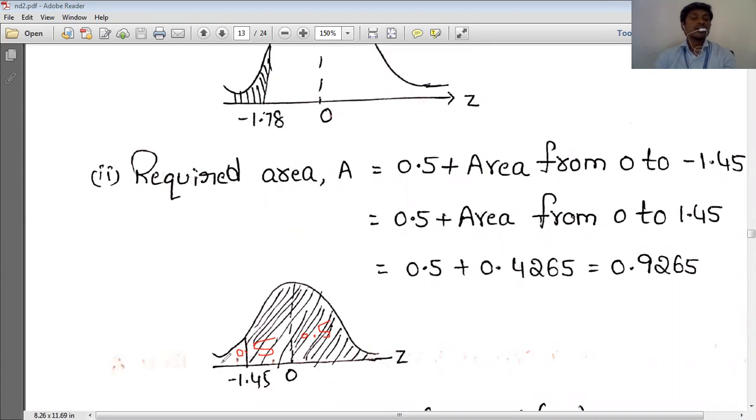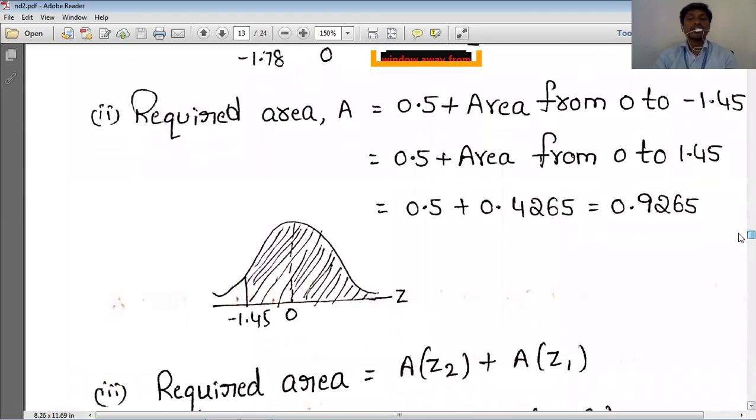So greater than. But we can't calculate this entire area directly, so what we are doing is adding this one plus this one, and then we get the required area. So 0.5, this total area, plus the area from 0 to this one. It means we are calculating this total area, then obviously we will get this area. So here it is 0.4 and 1.45 from the tabular values. We have to write those tabular values from the table.